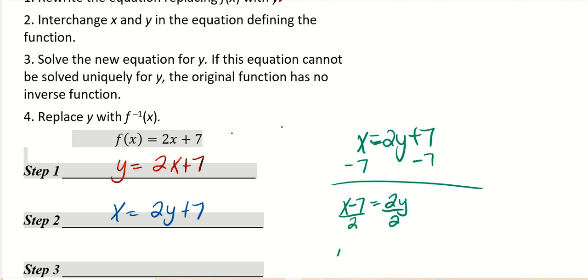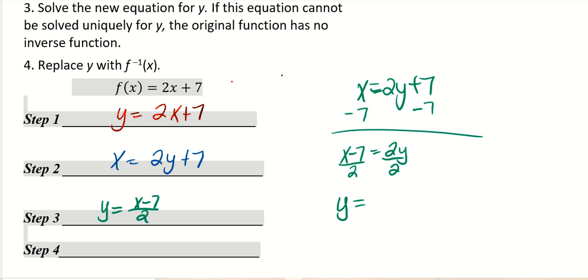And then we can say, here in my step 3, y equals x minus 7 divided by 2. We are not done yet, for we need to replace y with f inverse. So we are going to say f inverse of x equals x minus 7 divided by 2. And then that is our inverse.